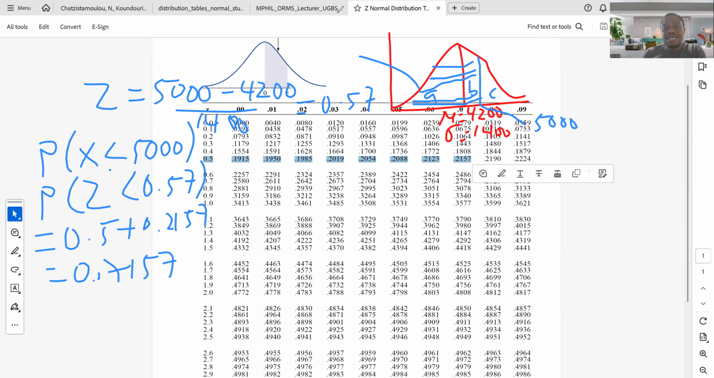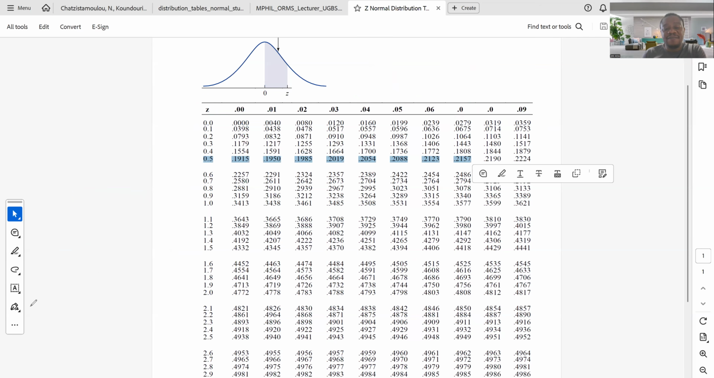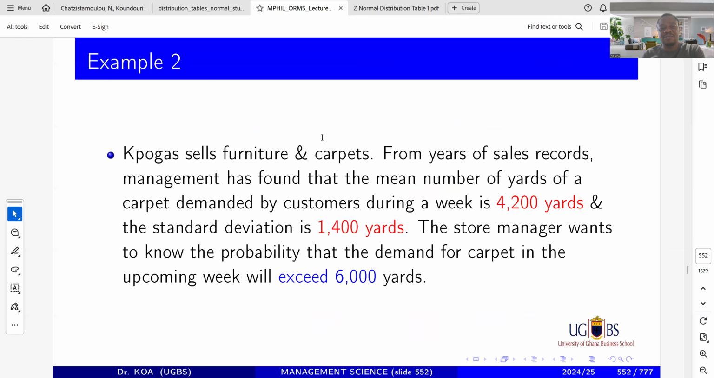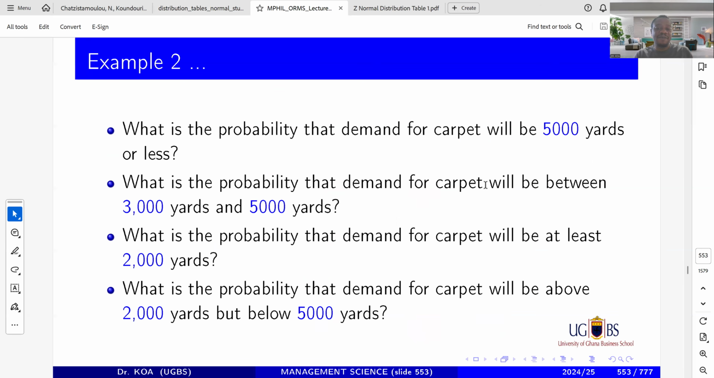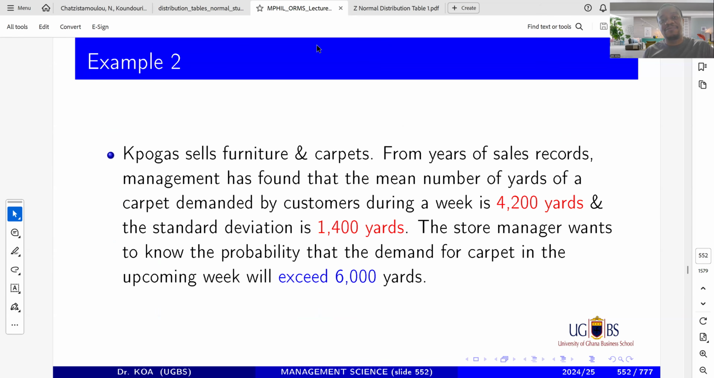Now, you can have a different way of addressing some of this question. The next one is, what is the probability that demand for carpet will be between 3,000 and 5,000? Now remember, we have already found the 5,000. We had 0.2175, I think. So we already know that. What about 3,000? First of all, how do you draw it?